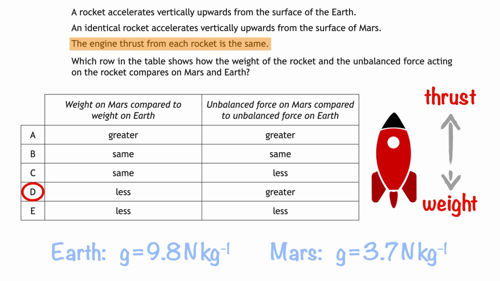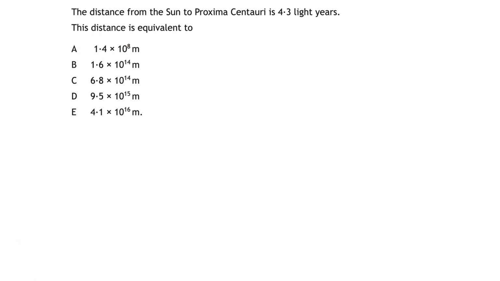The next question is all about light years, which is of course a unit of distance. The distance from the Sun to Proxima Centauri is 4.3 light years. This distance is equivalent to... The first thing I'll do is explain how to calculate 1 light year. We use the equation d is equal to vt. Distance equals speed times time.